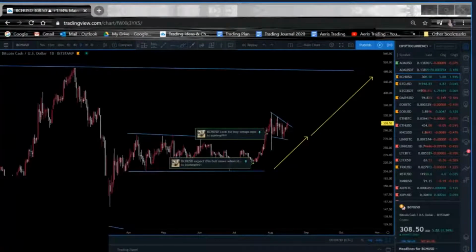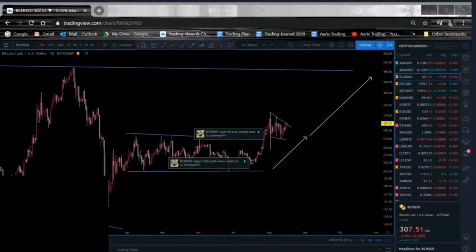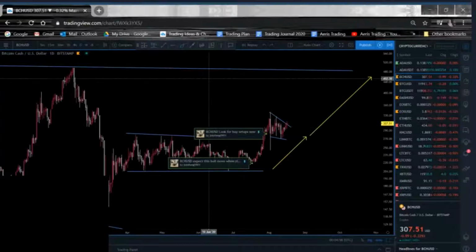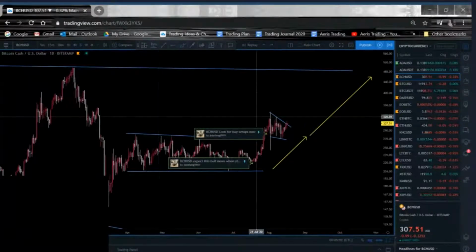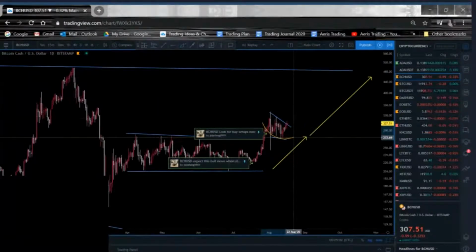Okay, sorry, I had a little bit of an issue. Hope this is all live still. Yeah, seems like I'm still live. Sorry guys, had a little bit of an issue with my battery. Anyways, I'm talking about Bitcoin Cash. So this was a larger kind of continuation structure I was looking for.